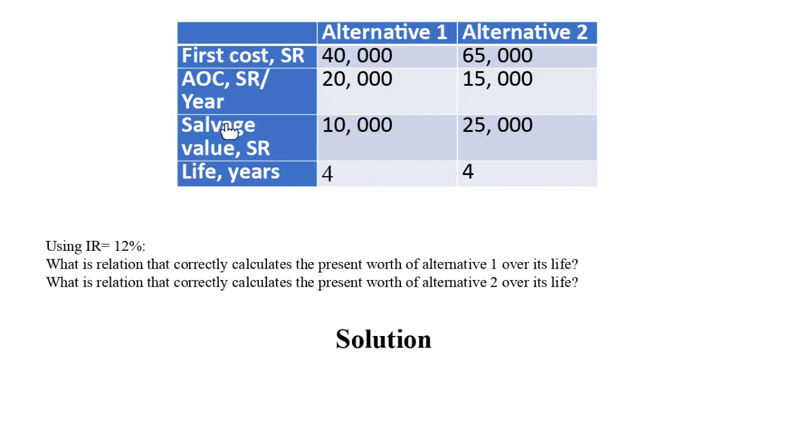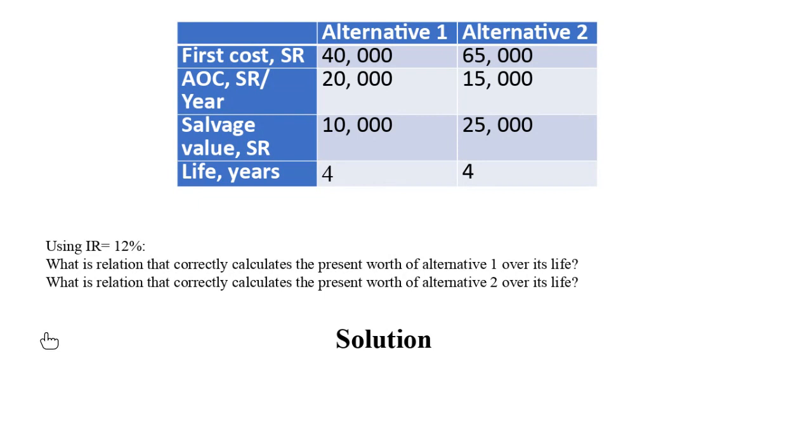The salvage, we all agreed from the beginning, comes at the end of the lifespan and it is a positive value. It is an inflow. The number of years is equal for both alternatives, which is 4. The interest rate was given as 12%. A relation that correctly represents or calculates alternative 1 or 2 is requested. So I'm assuming now you can give me the formulation for alternative 1 and the formulation for alternative 2.